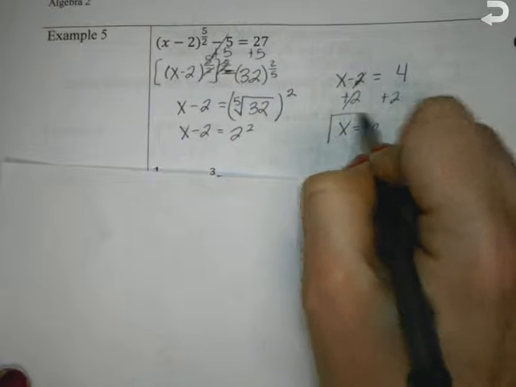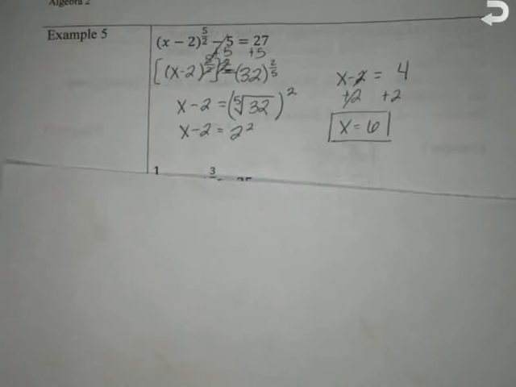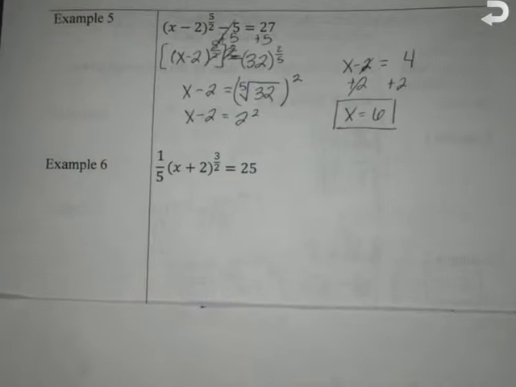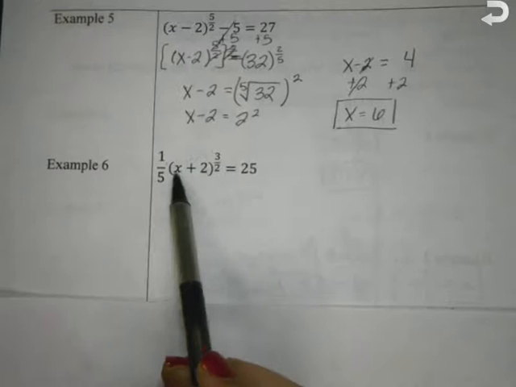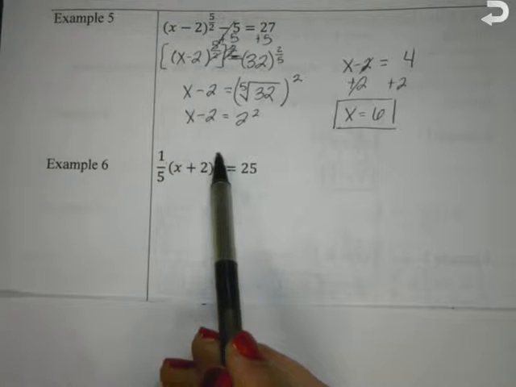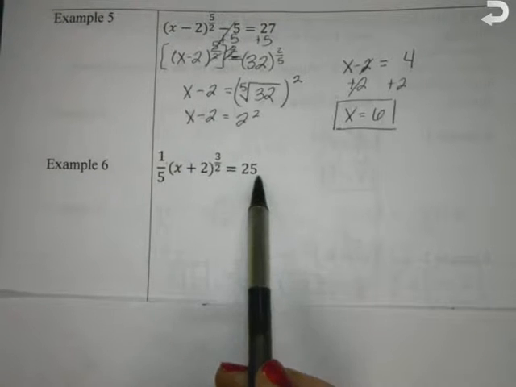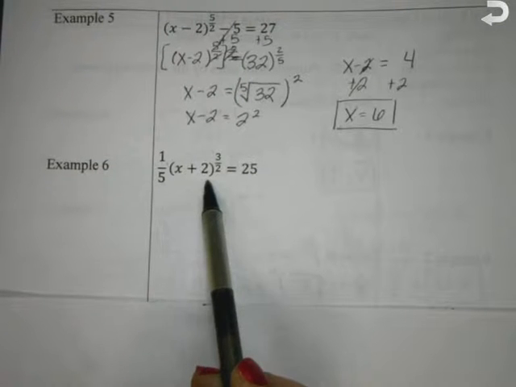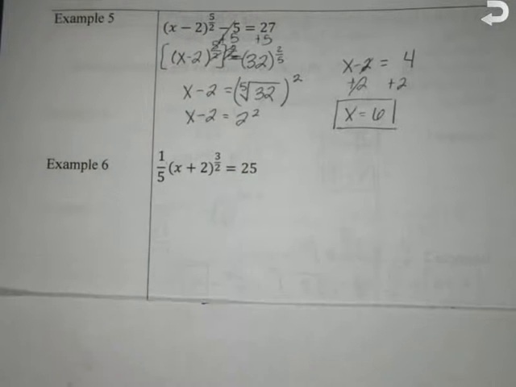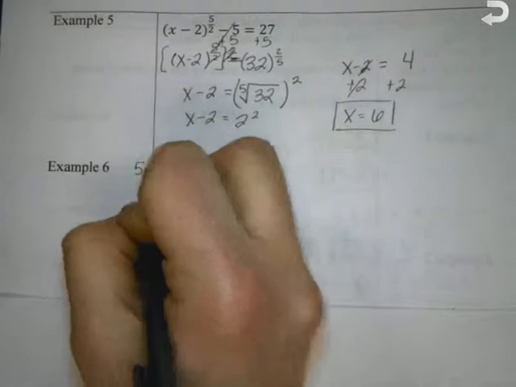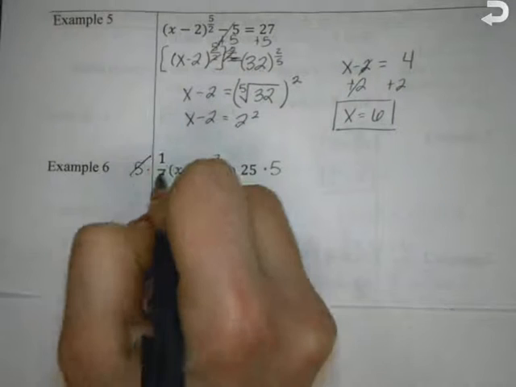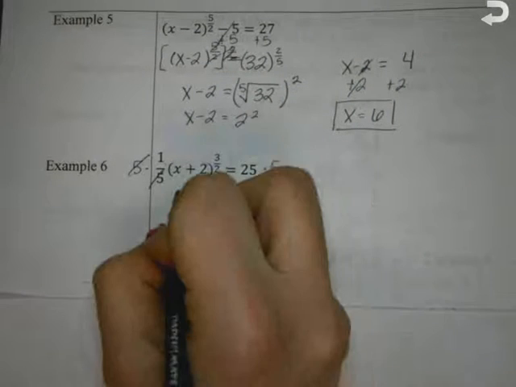Okay, example 6. So we have 1/5 times (x plus 2) to the 3/2 equals 25. So here's my exponent right here, (x plus 2) to the 3 over 2. So what do I need to do to get that exponent by itself? Multiply both sides by 5. So these guys are going to cancel. I will be left with (x plus 2) to the 3/2 equals 25 times 5, 125.